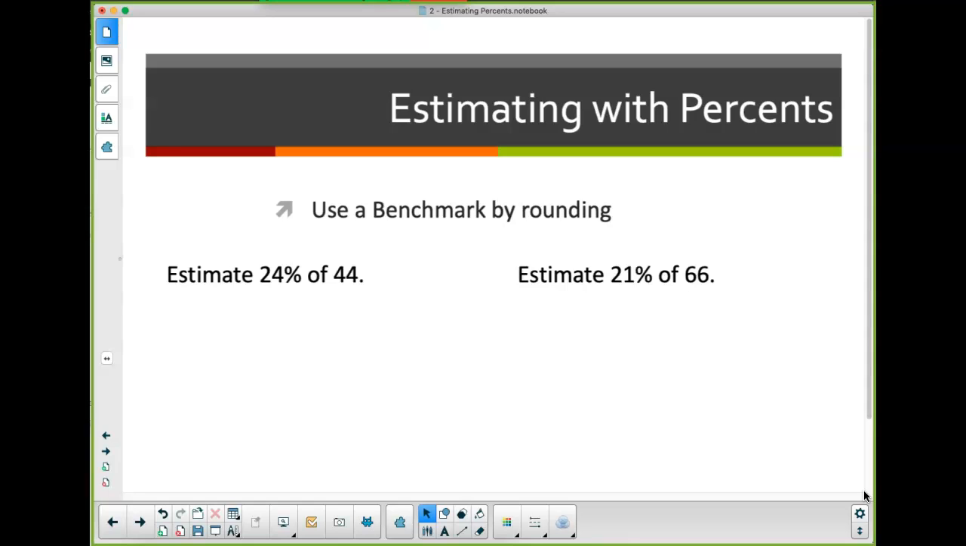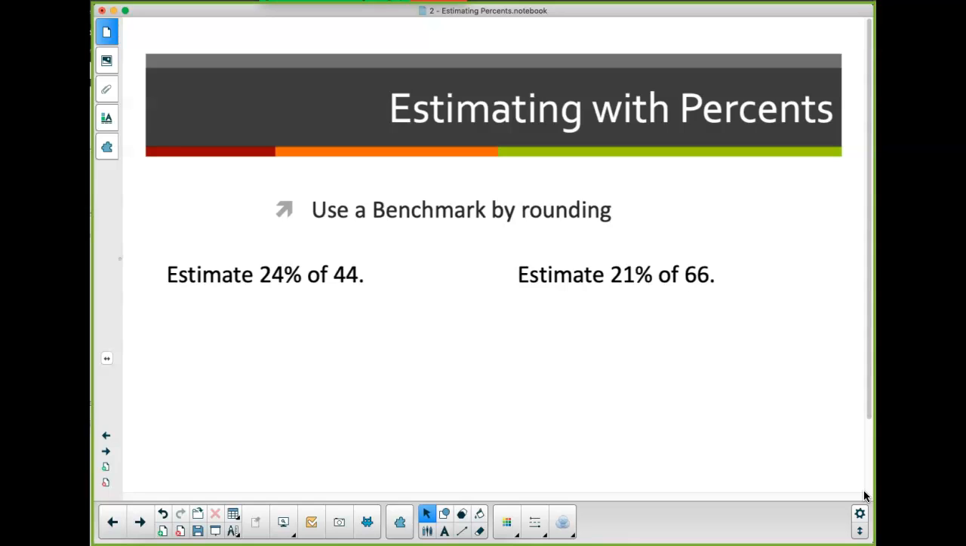24% is close to what nicer percent? What would be nicer than 24%? I feel like we need to do jumping jacks or something. You guys, I know it's like a Monday. It's Tuesday, but it feels like a Monday.